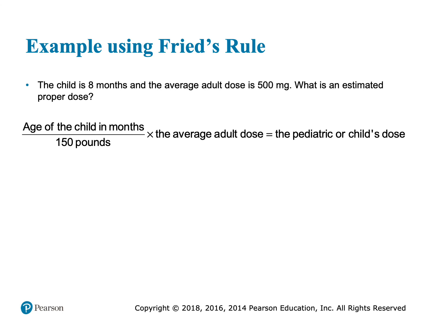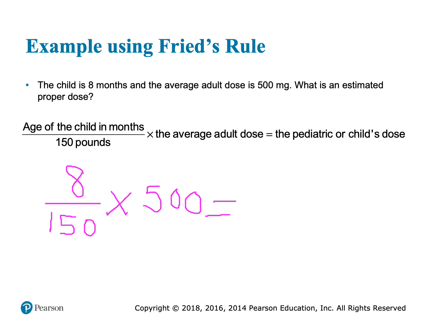Okay, so age of the child in months, what is that? That's 8, right? So we have 8. We're going to put that over 150 pounds. We're going to multiply that by 500, which is the average adult dose. It told us 500 milligrams. And we can do this one of 2 ways. We can start by dividing 150 into 8, get our decimal, and multiply by 500. Or we can multiply straight across 8 times 500 and then divide by 150.